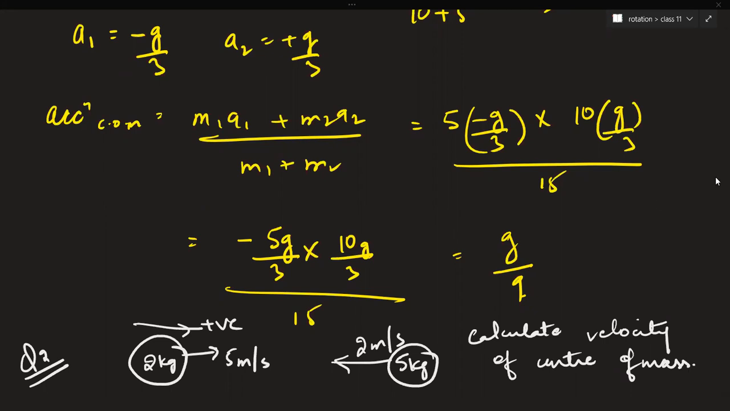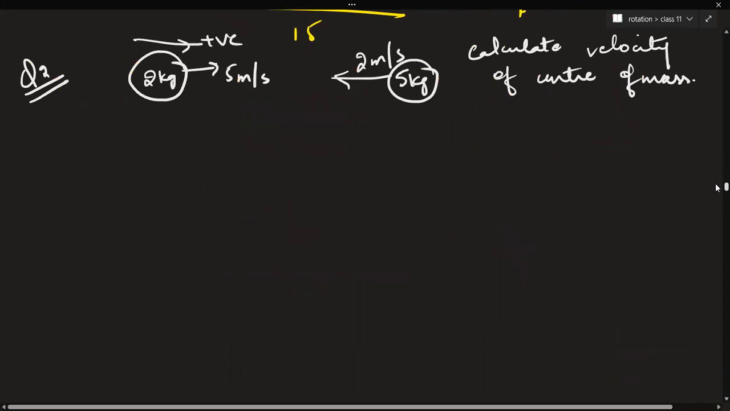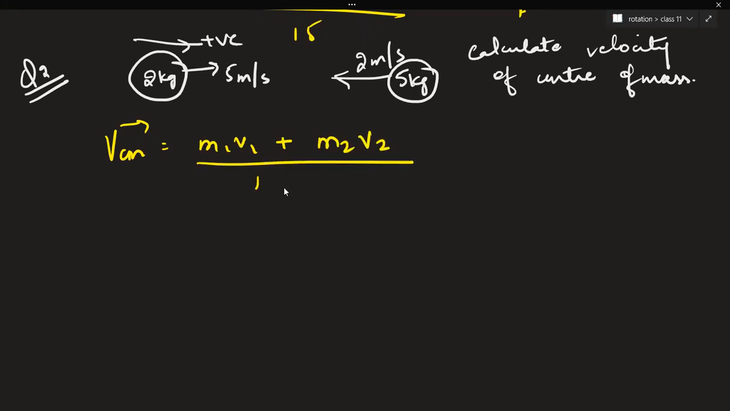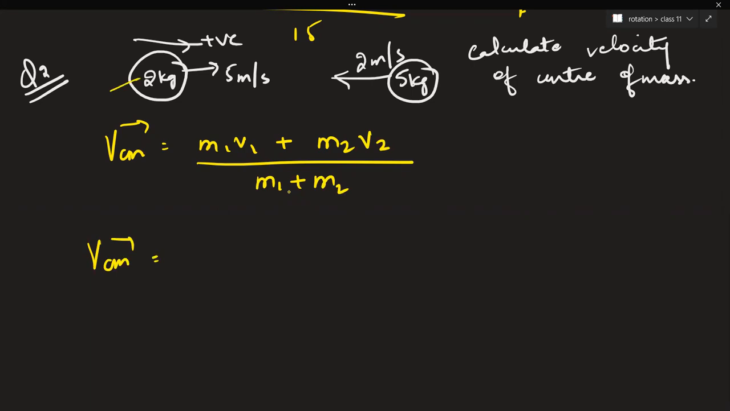All right. Now see, this question says that a 2 kg mass is given to you, and a 5 kg mass is given. The velocity of the 2 kg mass is 5 meter per second. One direction, from left to right, is given to you as positive. So see, what is the formula of VCM? M1 V1 plus M2 V2 divided by M1 plus M2. So let's say this is M1 and this is M2.